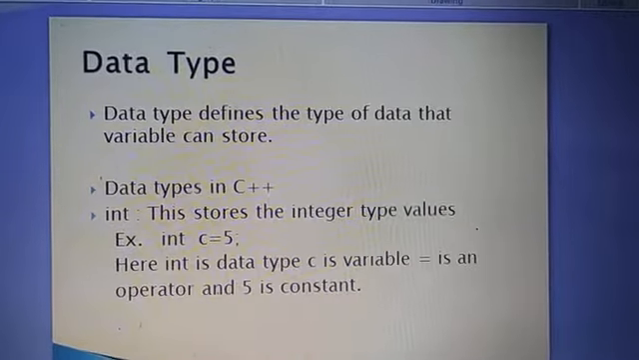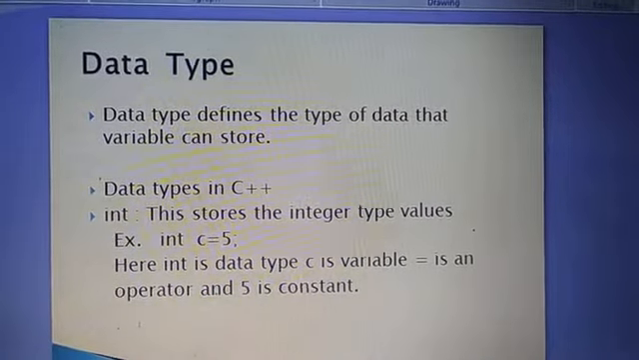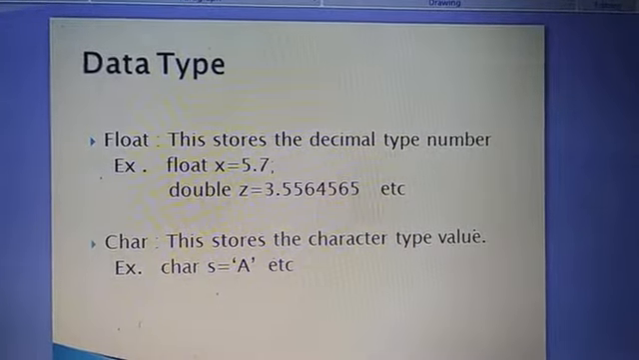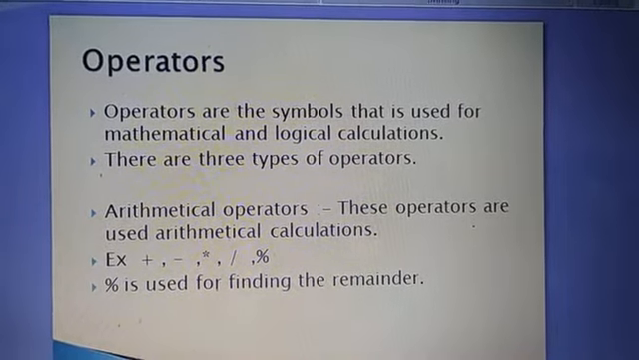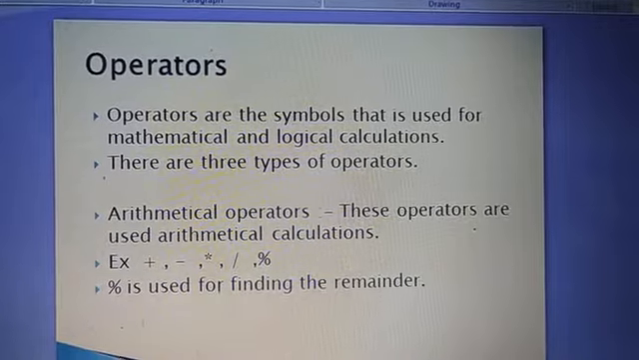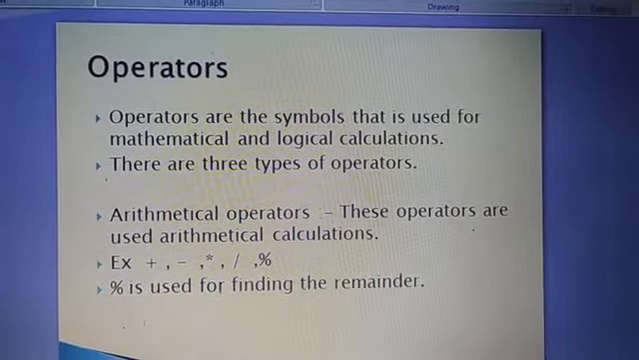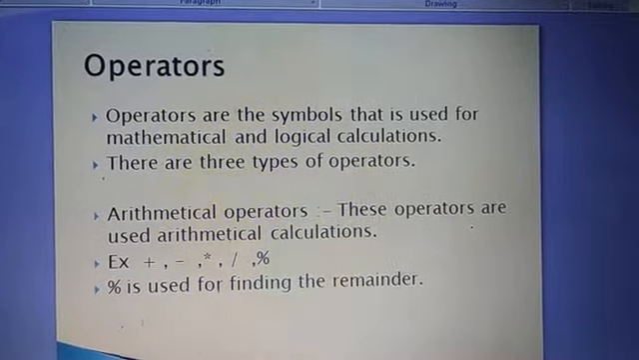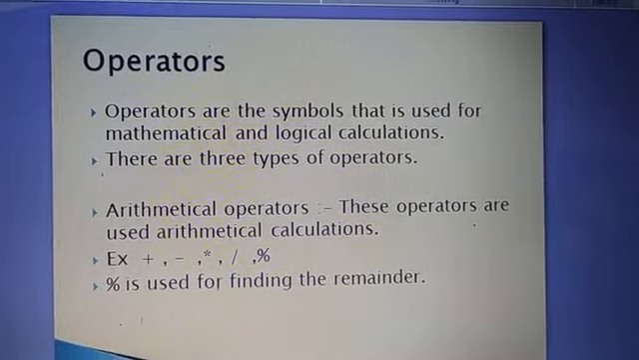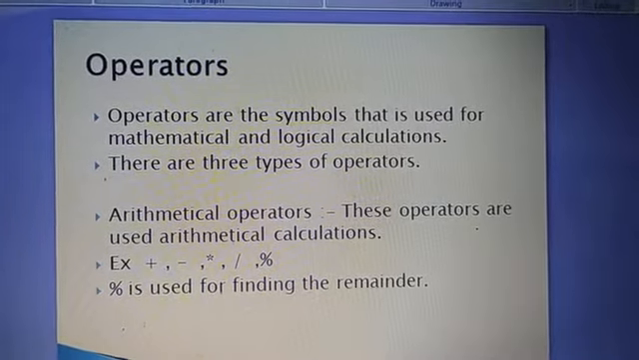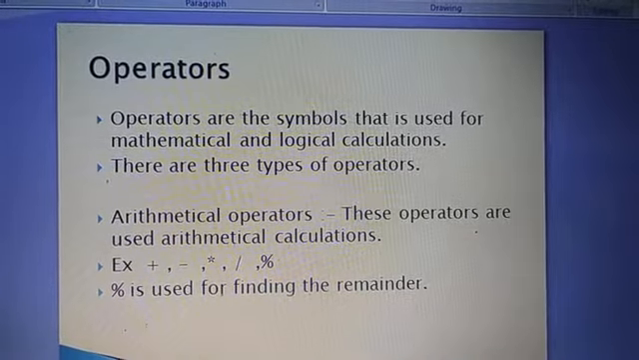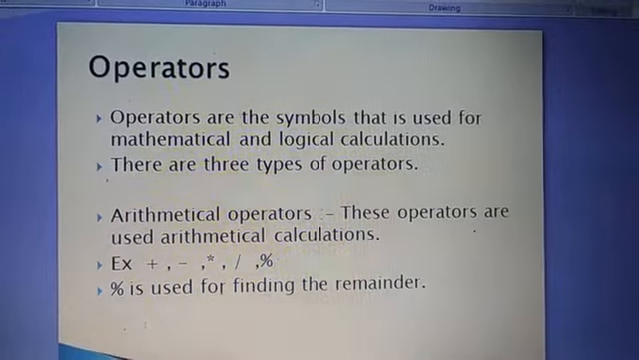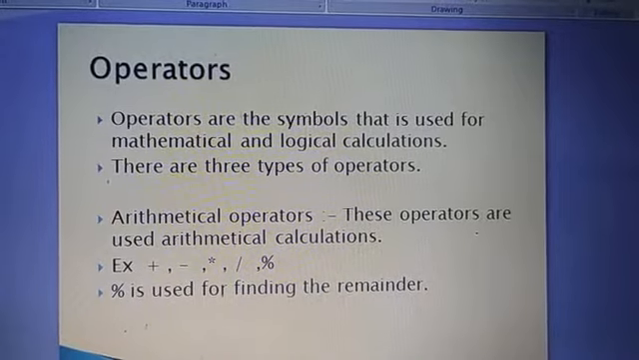So data type means whatever type of data we are going to store in the program. Now operators are the symbols that are used for mathematical and logical calculation. It is like algebra in your math. In the same way, we will use some operators, less than, greater than, and arithmetical operators in C++. So basically there are three kinds of operators.